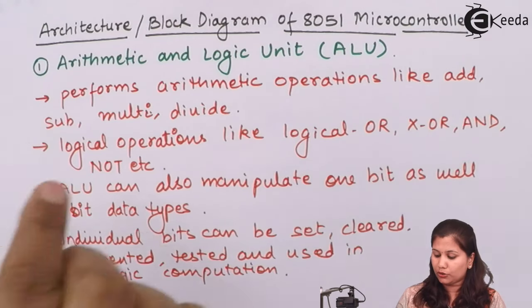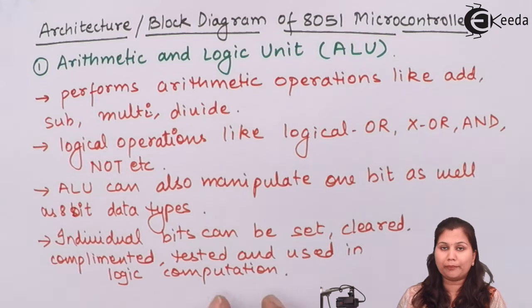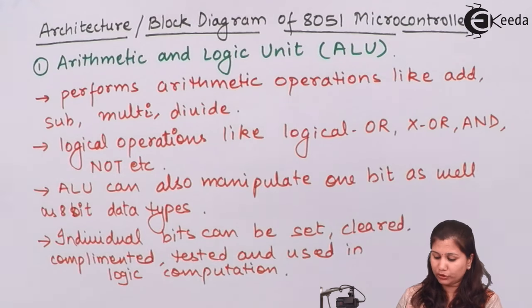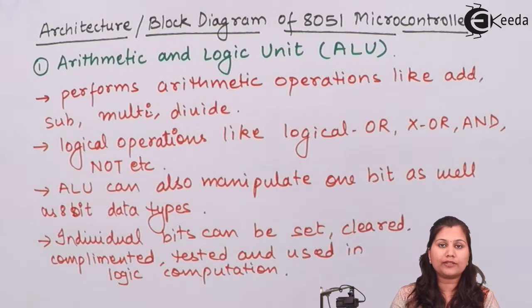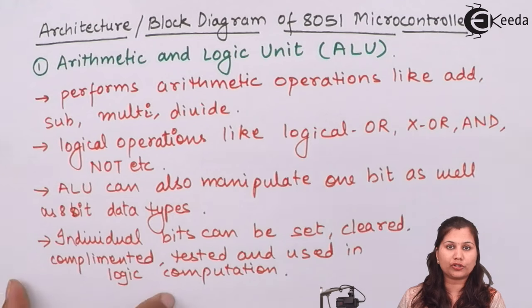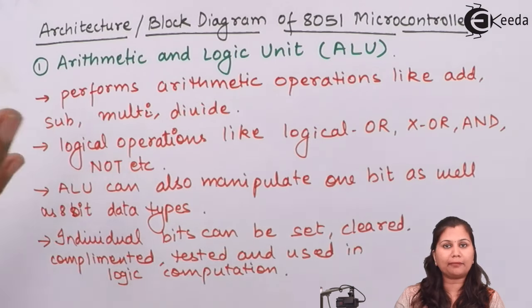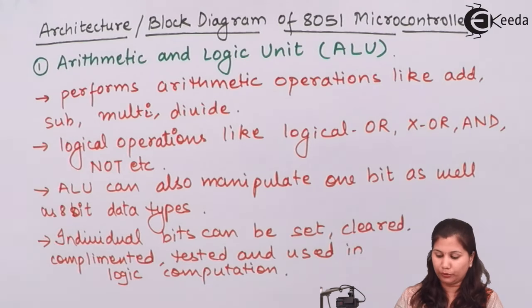Also, individual bits can be set, cleared, complemented, tested, and used in logical computation. So this ALU can set, clear, complement, and test the bits of the registers. Individual bits of the registers can be set and cleared using this arithmetic and logical unit. There are various operations other than the arithmetic and logical operations which can be performed by the ALU.